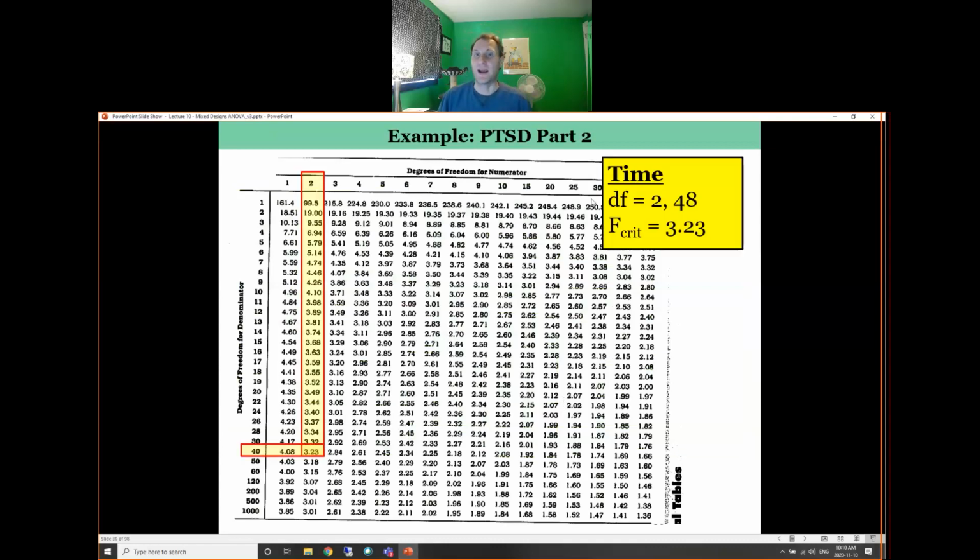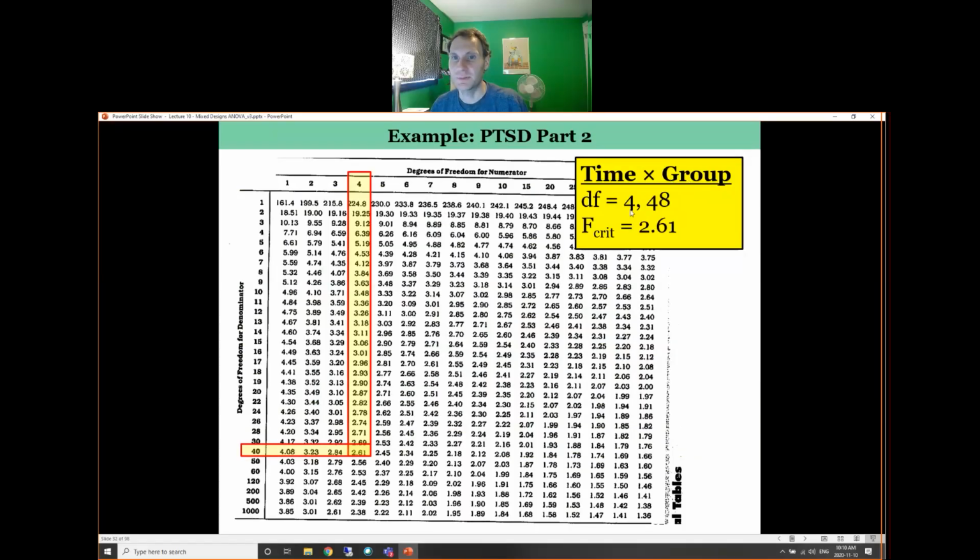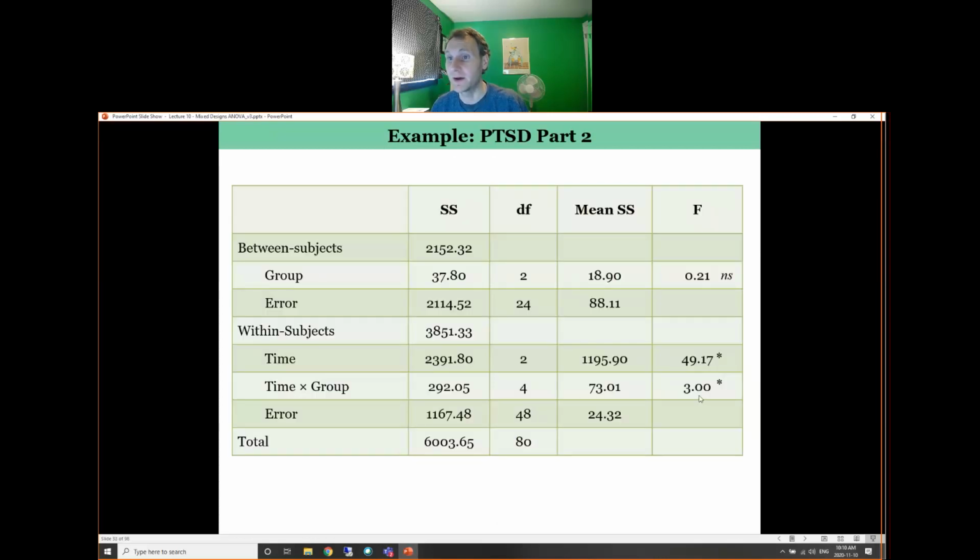For our time factor, we had 2 and 48 degrees of freedom. So no 48 in the table. I just went down to the next nearest, which is 40, and found that our F critical was 3.23. And since 49 is well above that, we do have a significant effect. Next, for our interaction term, I had 4 and 48 degrees of freedom. Again, no 48 in the table, so I just went to 40 and 4. And I had 2.61 as my critical, and our observed is greater than that, so that is also significant, which I've indicated with an asterisk here.